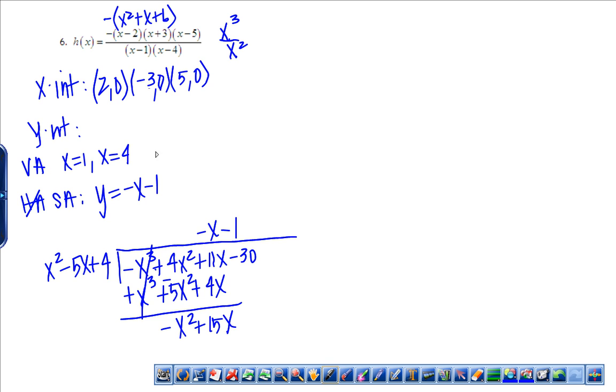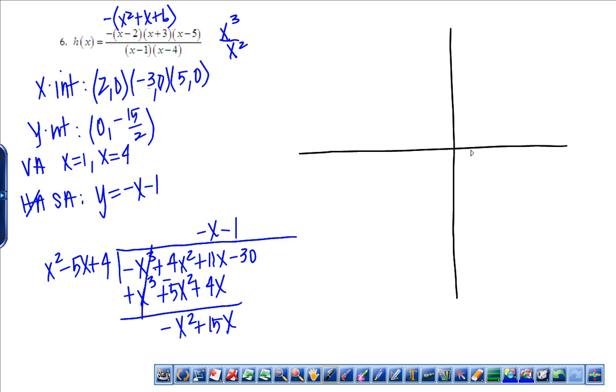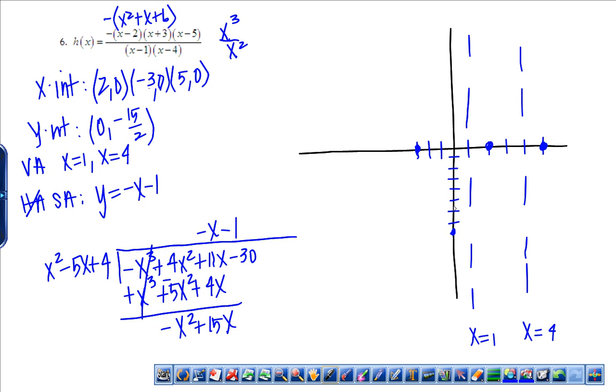Okay, let's find our y-intercept. So that over, let's see, -30 over 4, basically. So that would be -15 over 2. On at 1 and 4, I've got, let's see, a point at 2, -3, and at 5, 0, and 0, -15 halves. And your slant asymptote is -x minus 1, with a slope of -1.